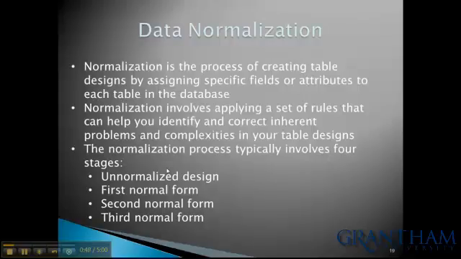Data normalization is the process of creating tables by assigning specific fields or attributes to each table in a database. Normalization involves applying a set of rules that can help you identify and correct inherent problems and complexities in your table designs. The normalization process typically involves four stages: the unnormalized design, the first normal form, the second normal form, and the third normal form. There's actually a fourth and a fifth normal form, but typically you don't want to go past the third normal form because it becomes too complex.